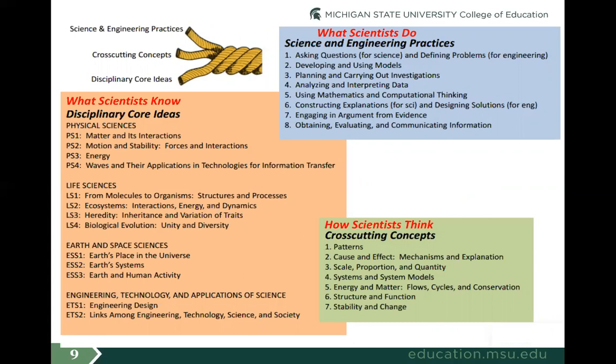In the top right, in the blue square, we see science and engineering practices. And this is what scientists do. This is how scientists find solutions, create explanations, and solve problems. And so we can see things like asking questions, carrying out investigations, and engaging in argument from evidence.